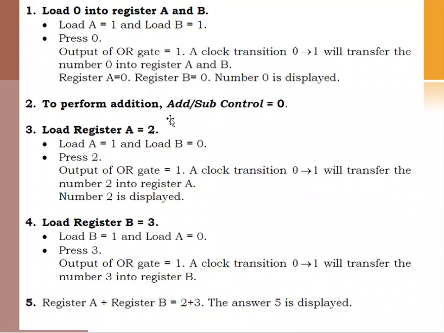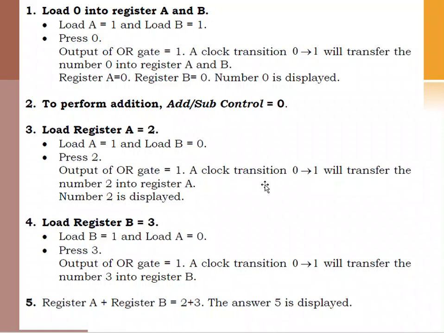Next, to perform addition, add sub control will be equal to 0. Okay, sekarang ni kita nak tambah 2 nombor tadi, 2 tambah 3. So, first load A equal to 1 and load B equal to 0. Sekarang ni kita nak masukkan nombor 2 dulu. Load A equal to 1 maksudnya kita nak activate load register untuk A. Then press 2. So, the output of OR gate akan jadi 1 sebab 2 dalam binary 0010.